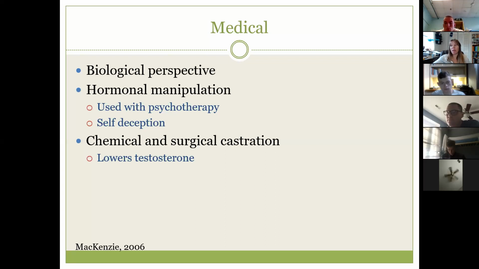But the point here is the two medical approaches that we have: the hormonal manipulation, which will lower the physiological drive, or the chemical or surgical castration, which will lower the testosterone. Both of them have the same effect in that this person can't really get aroused anymore.